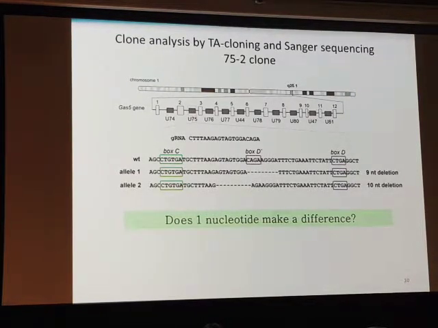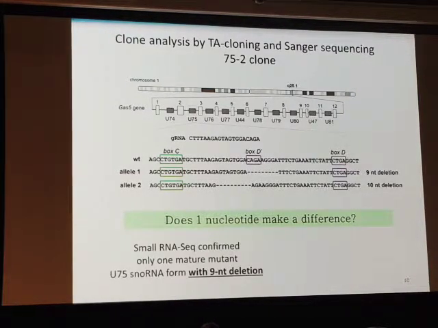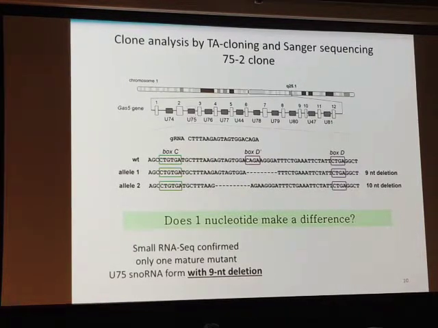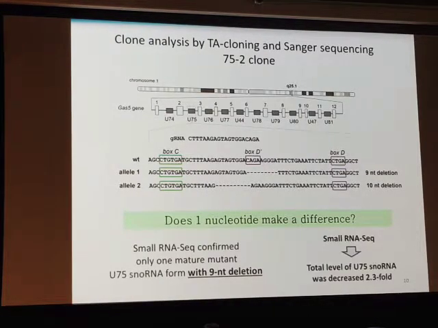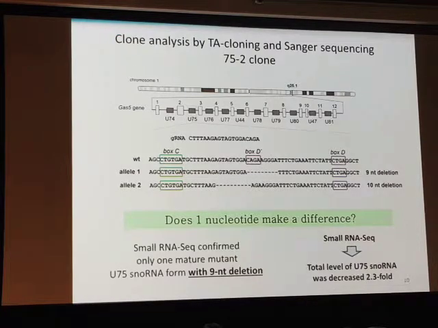Because we performed RNA-seq analysis, and it demonstrated that only one mature mutant form, this one, is present among the mature forms of this RNA, while the other one, this one, is absent. RNA-seq analysis also demonstrated that the total level of U75 RNA was decreased 2.3-fold compared to the control.